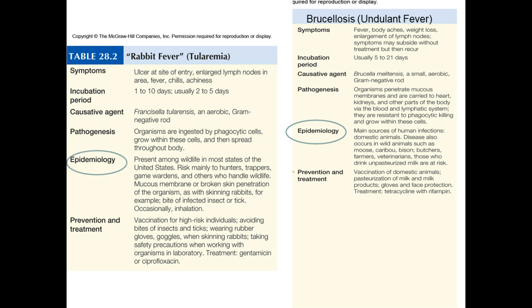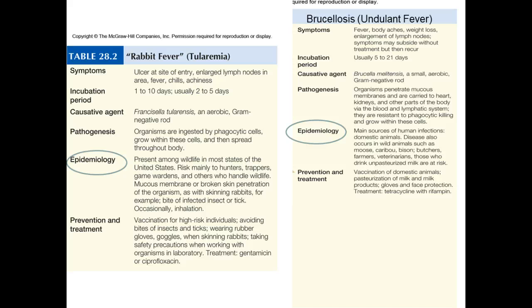So Tularemia, another name for it is rabbit fever. And one of the reasons behind it is that hunters that hunt rabbits would sometimes get this bacterial infection from the rabbits. So it is a bacterial infection for both cases. They are gram-negatives. So rabbit fever, it's present among wild animals, right, in most of the United States. The risk is mainly, of course, to hunters and trappers, game wardens, and others who handle wildlife.